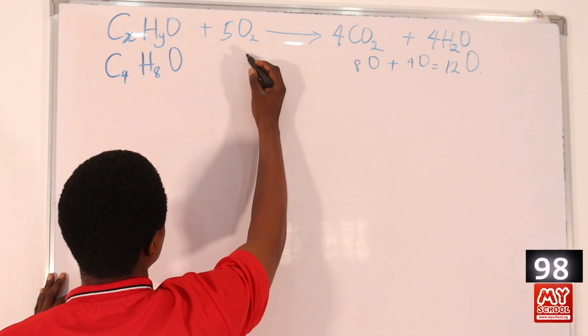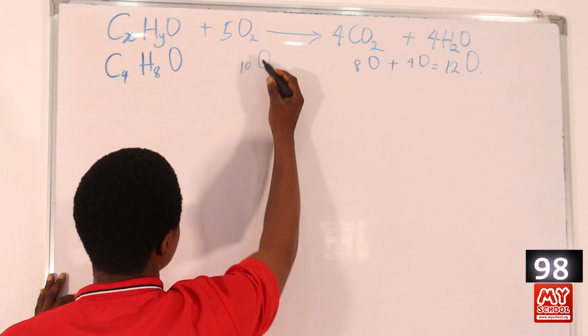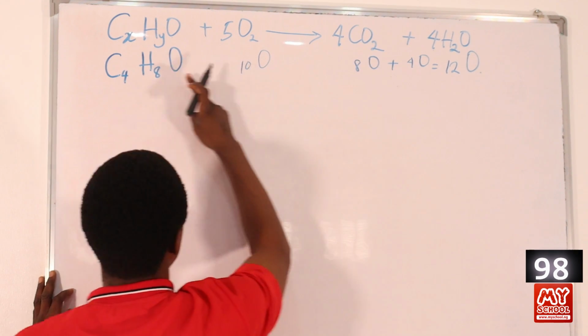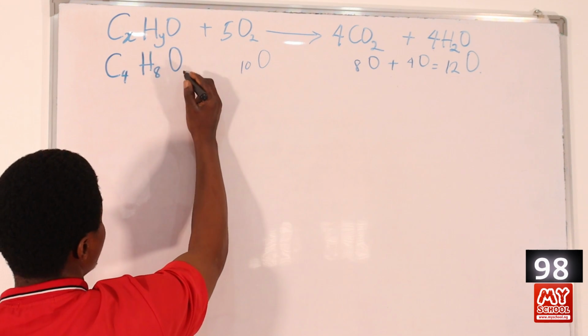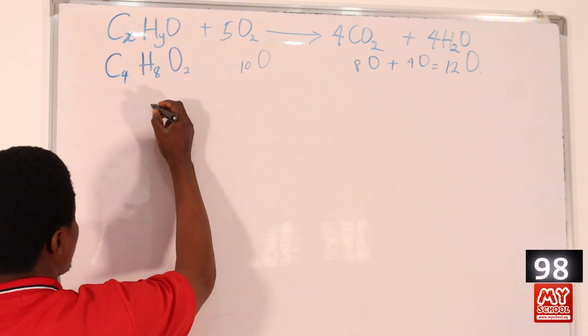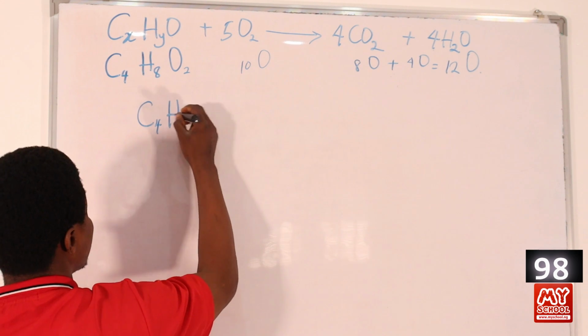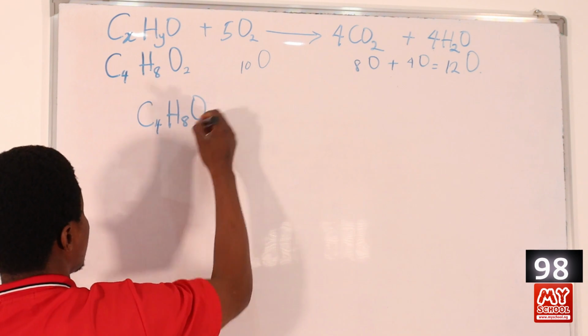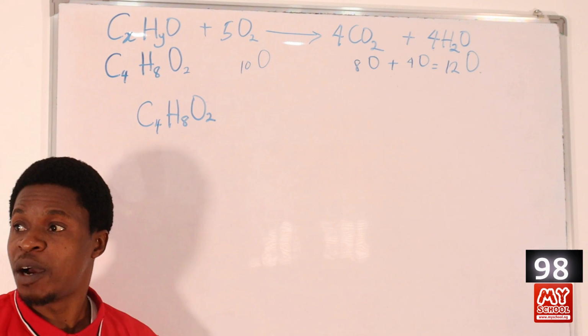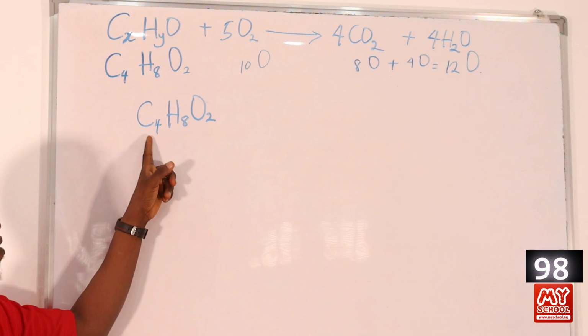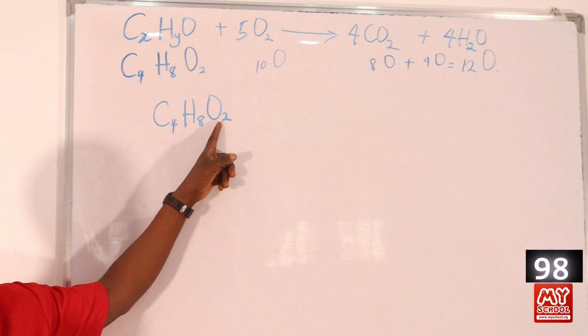So this is 5 times 2, that is 10 moles of oxygen already. So this is 12, this is 10. So we are left with 2 here, which means the 2 will belong to this oxygen here. So we have C4, H8, and then O2. But if you look at the options we have, we don't have C4H8O2 there, okay?